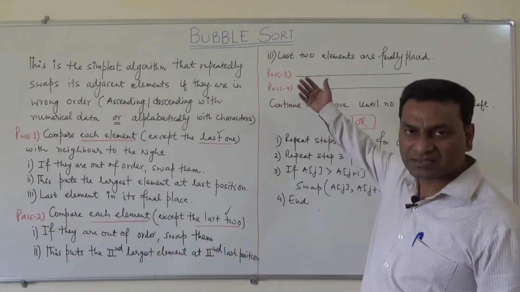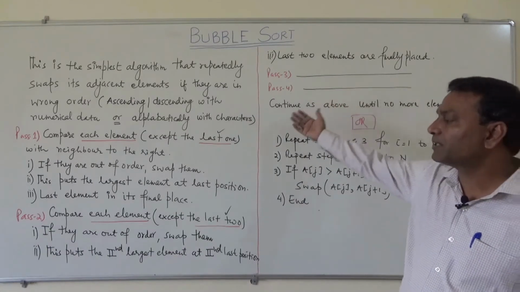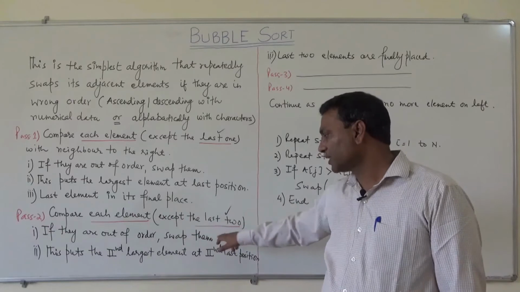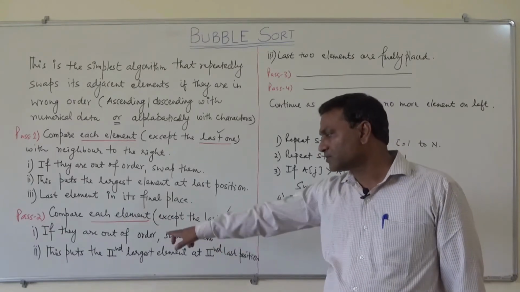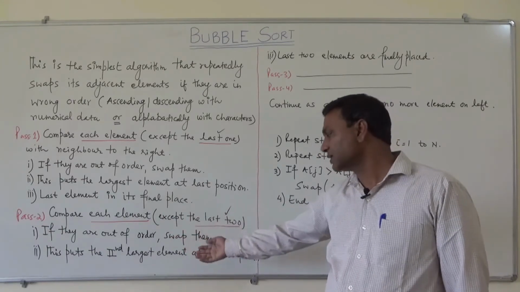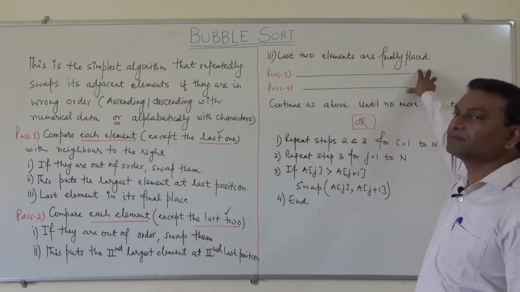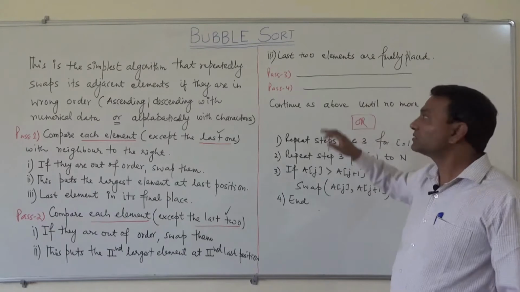Now we will come to pass 3. In pass 3, what will happen? Compare each element except the last 3. If they are out of order, swap them. This will put the third largest element at the third last position, and the last 3 elements shall be finally placed.